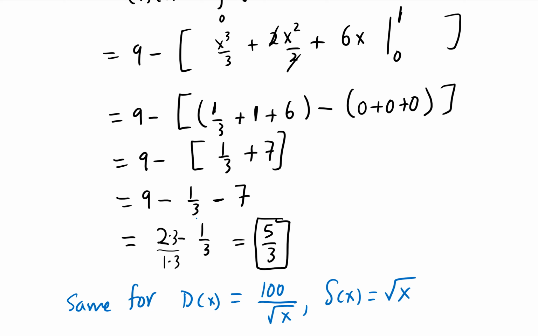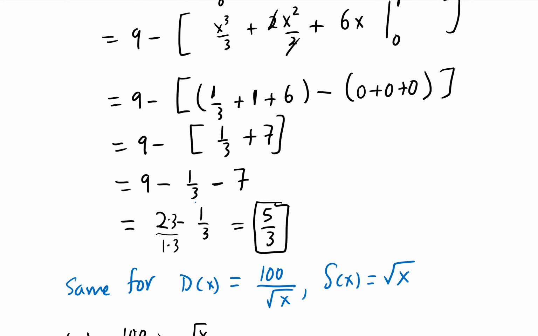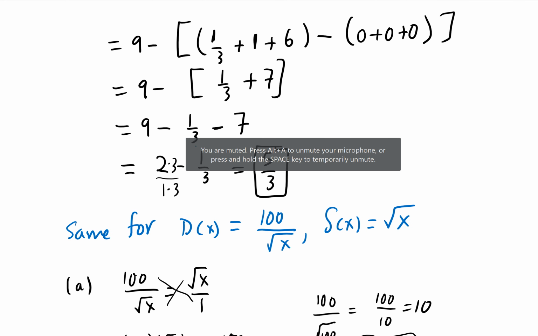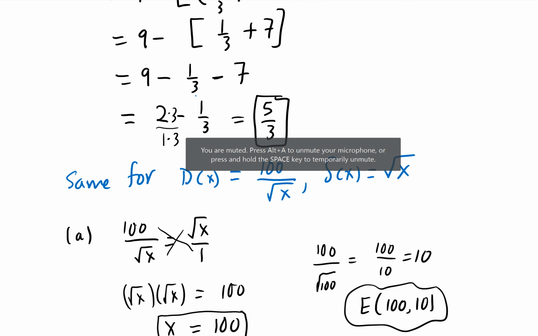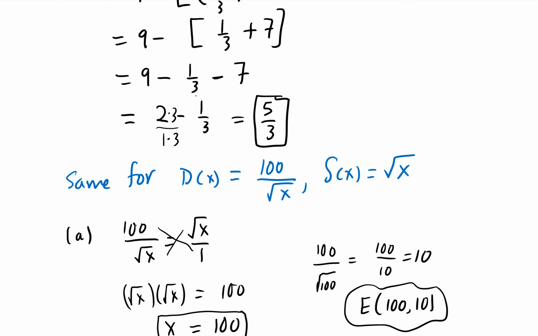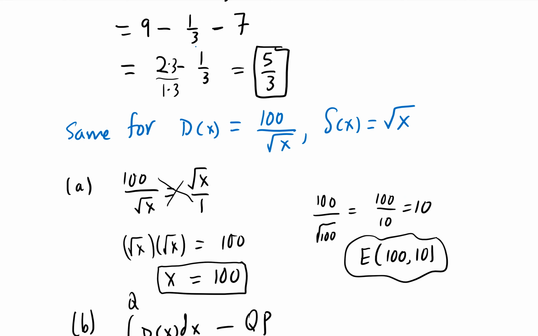We are going to do the same questions. Find the equilibrium point, the coordinates, the consumer surplus, and the producer surplus for these two functions, d of x, the demand, and the supply. Let's continue. So to find the equilibrium point, cross multiply. That gives me x is 100. If you substitute back in d of x or in this, you will get the same value, which is 10.